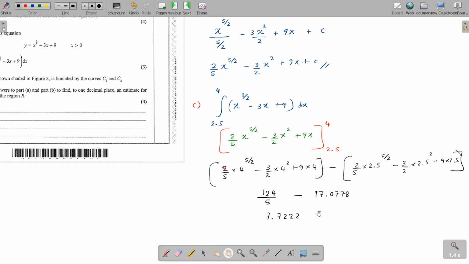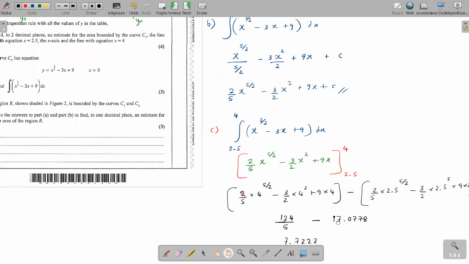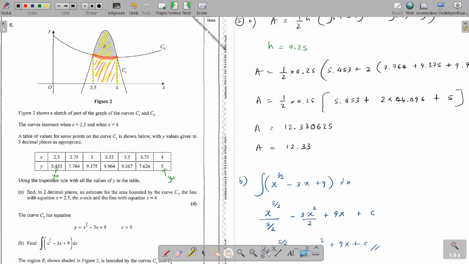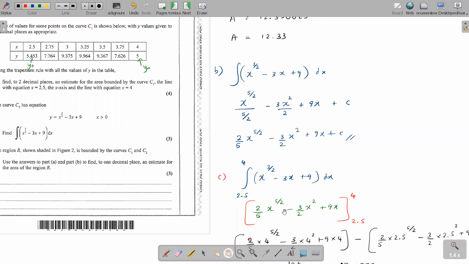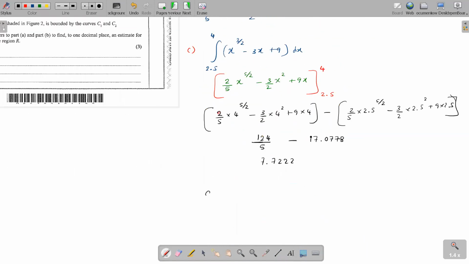So now what we do is, I have found the area under curve 2. So that's the area under curve 2, the red colored area. So to get the shaded area, you know what we should do? So shaded area equals, we have to subtract the area under curve 1, which was 12.33, from 7.72, right? So 7.722. So anyway, we get the answer.